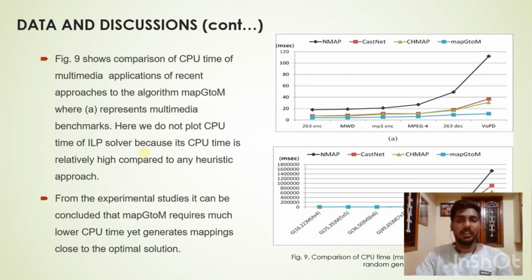ILP has very high CPU time, but the accuracy is very high. Map G2M also comes under that accuracy, but not exactly the same. They have optimized the heuristic application mapping in such a way that the optimization comes very near to the exact application mapping algorithm, right?